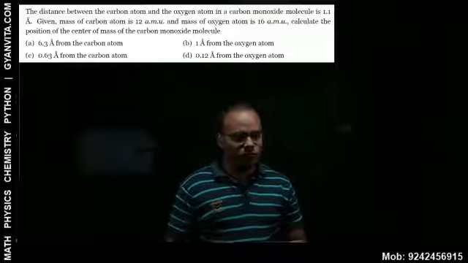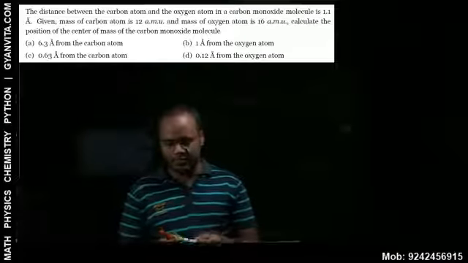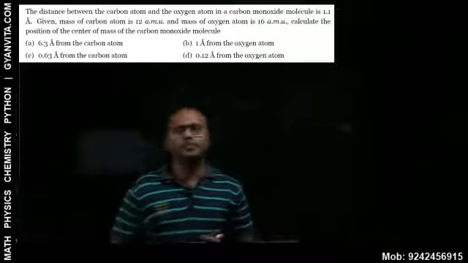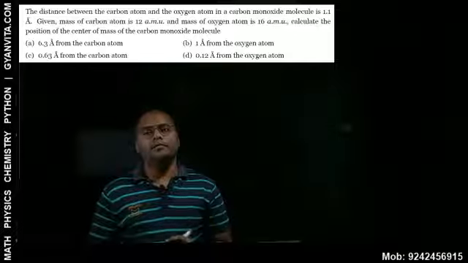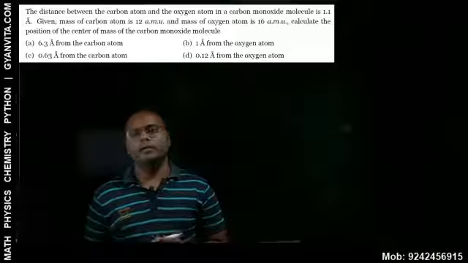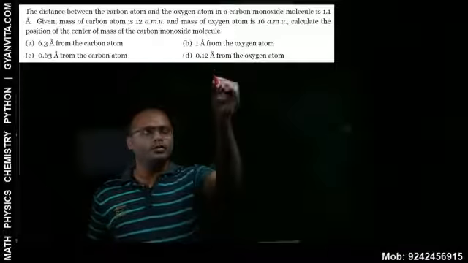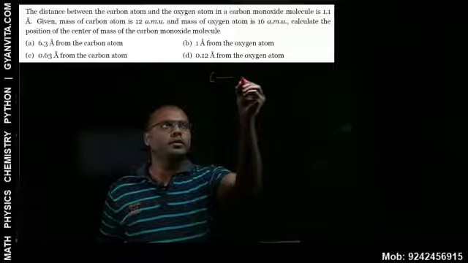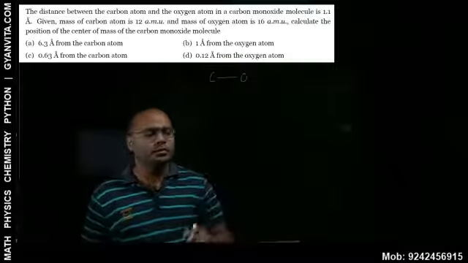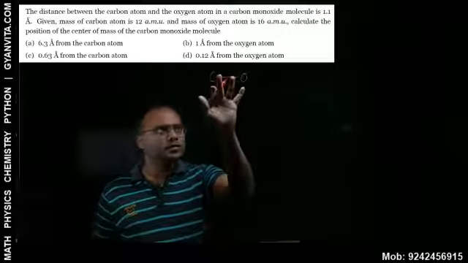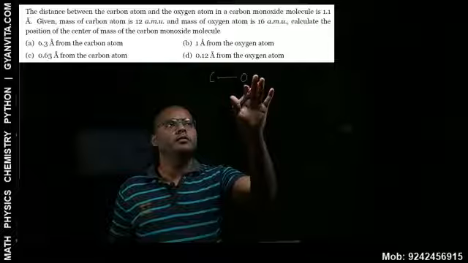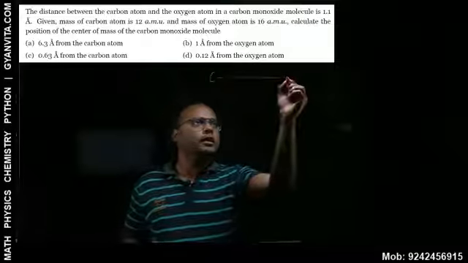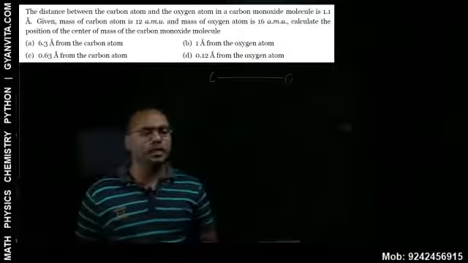So for those who didn't understand, let's see how to solve this question. It's again a very simple question. So you have here carbon monoxide, right? Carbon monoxide will be like this, carbon and oxygen. This is not the bond. This is just to show the distance between the carbon and oxygen. So there will be a distance between the carbon and oxygen atom, right?